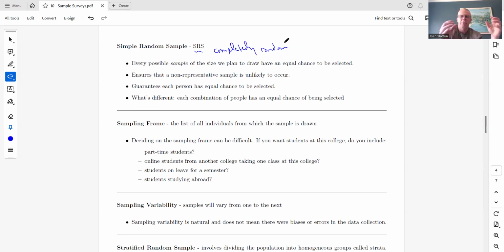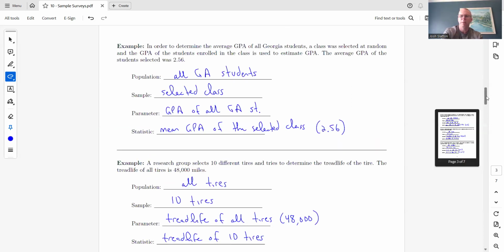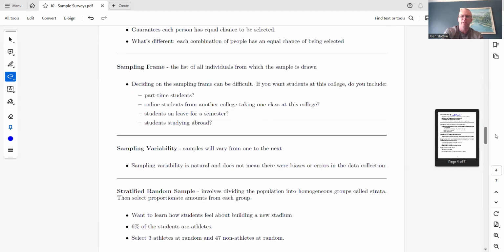And then any of the students that are in, once you decide how you're going to go about it, all the students that would be on that list, if you made a list, that would be your sampling frame. And then sampling variability, we talked about in the last video.